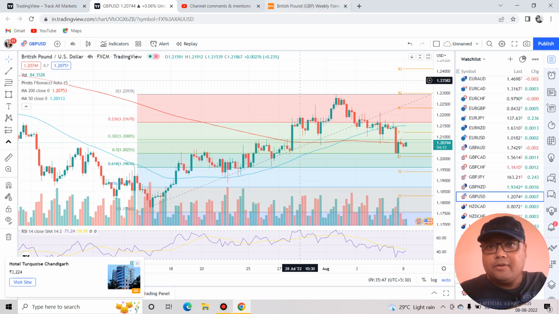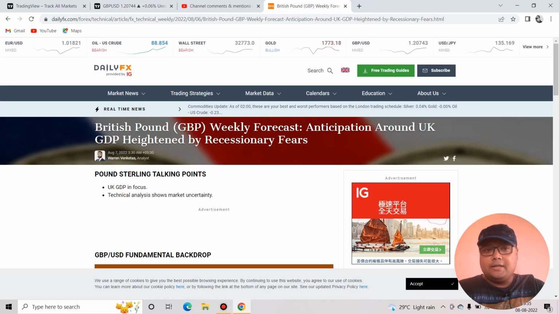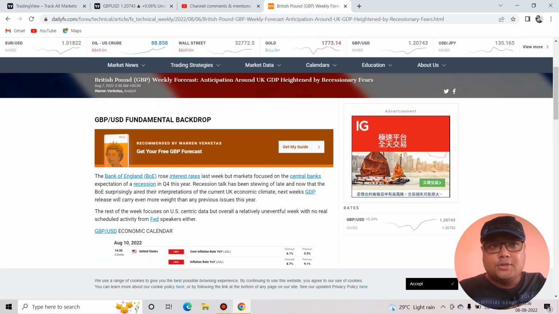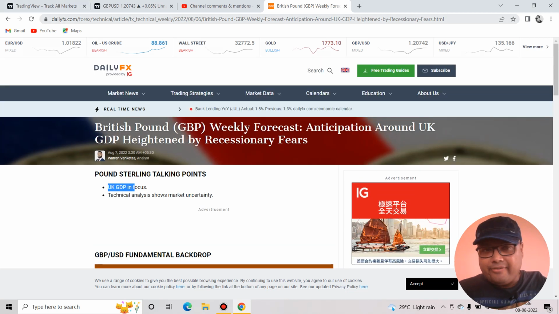In fact, I was also reading this article, and what I found is that UK GDP in focus and technical analysis shows market uncertainty. Okay, if you want to read in detail, then you can just go to the article on dailyfx.com.